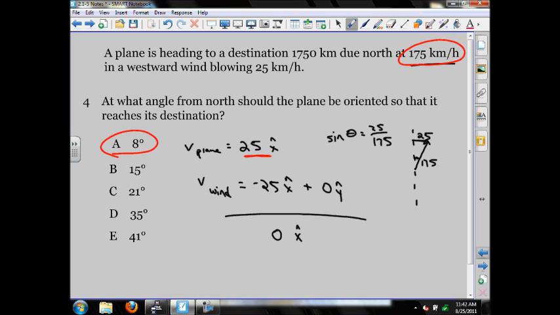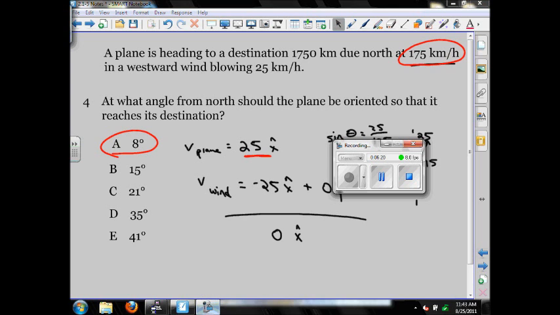Now, since it's due north, that 175, instead of being this way, it's just basically turned up here. And instead of finding the x and y component of the plane, now we were looking for the x and y component of the resultant. Any other questions on those three?